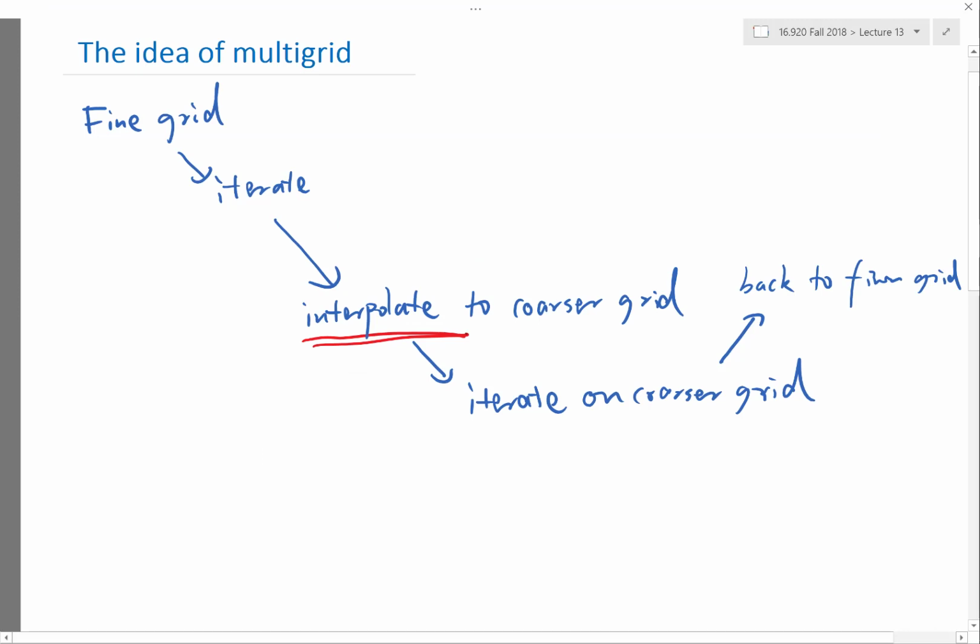But what is going to be smooth after a few iterations? The solution error. But do we know the solution error? We don't, because if you want the solution error, you need to know the true solution, and if we had the true solution, we wouldn't have to do this at all. So here's a dilemma: what do we interpolate to take advantage of the fact that the solution error is smooth?